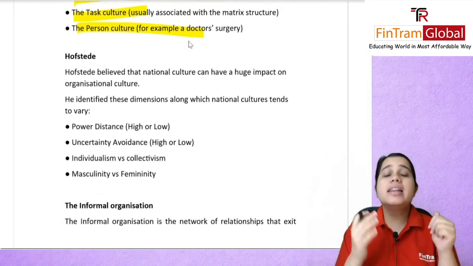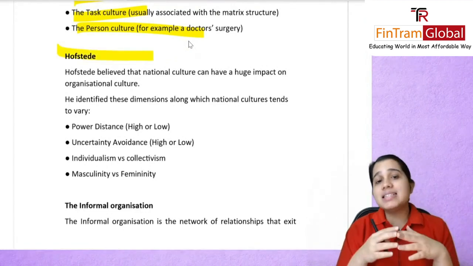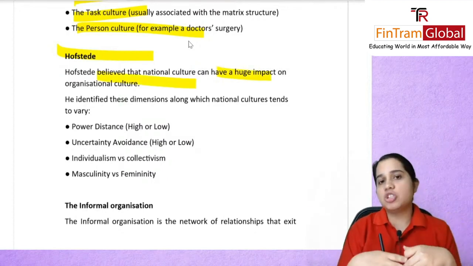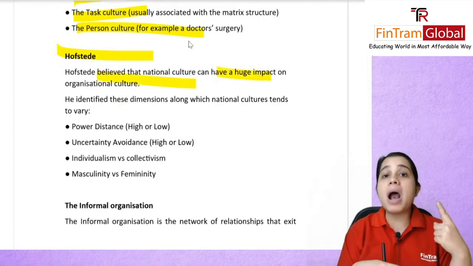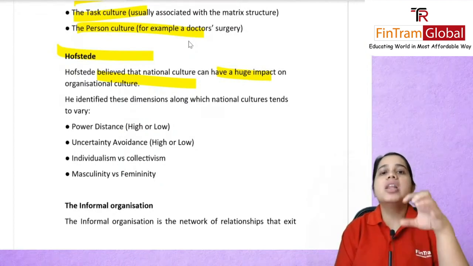Then, of course, another theory was given by Hofstede. He said that your national culture can have a huge impact on your organization culture. And he talked about four things. Power distance: how willing are your employees to accept that someone exerts power?